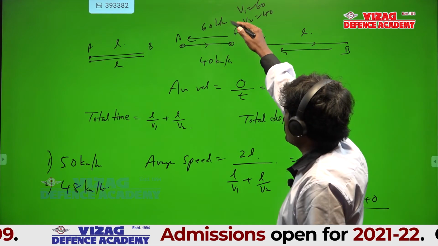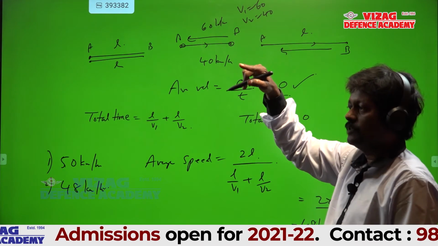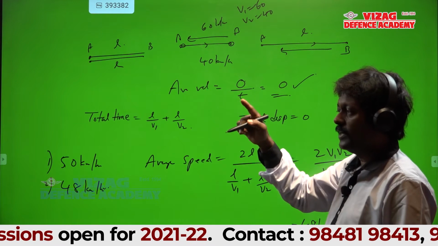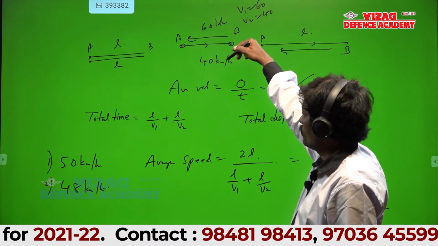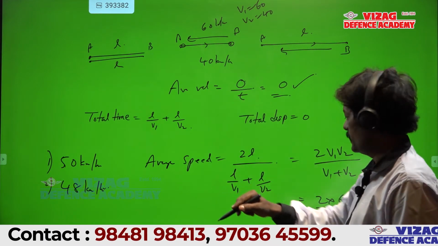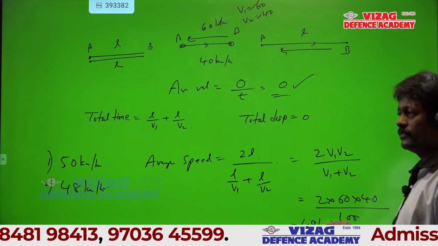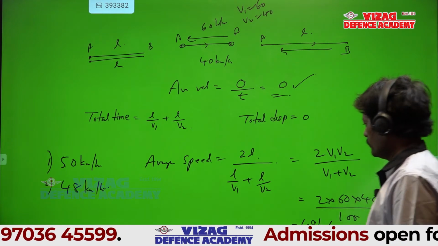Average of the speeds, like average of the marks, is 50, sir. Average of the speeds is 50. Average speed is 48. Come on, write that down. Very important.